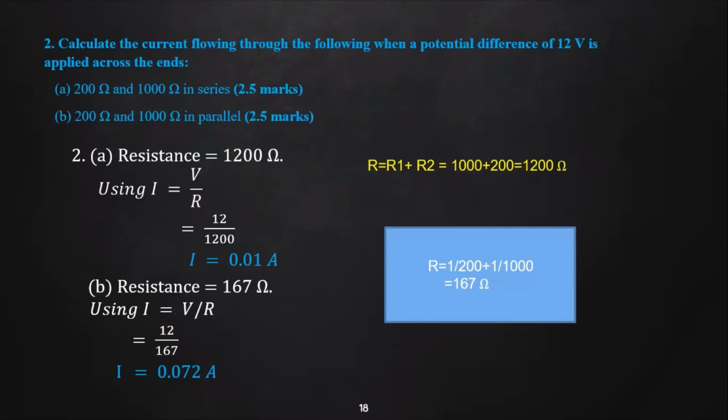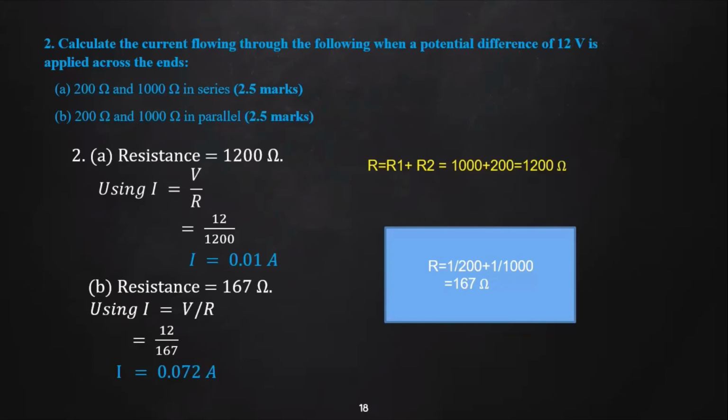For question 2 part A, since it's based on a series circuit, the total resistance will be R1 plus R2. Our R1 is 1000 and our R2 is 200, so adding both, 1000 plus 200 is 1200. So now we have found our total resistance.